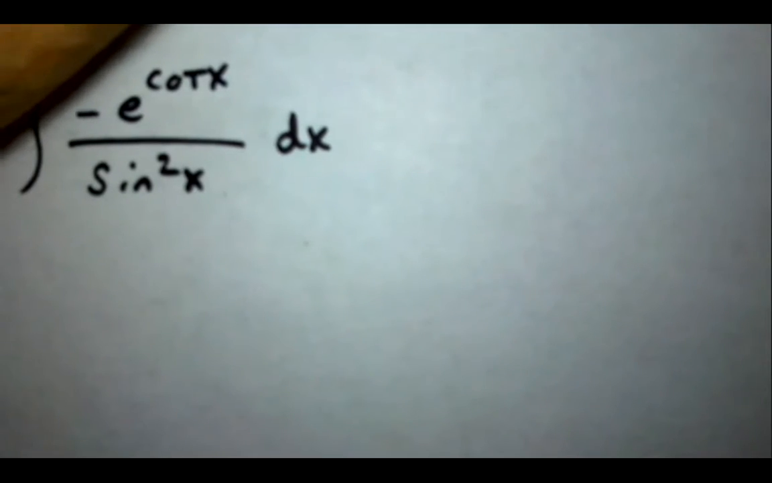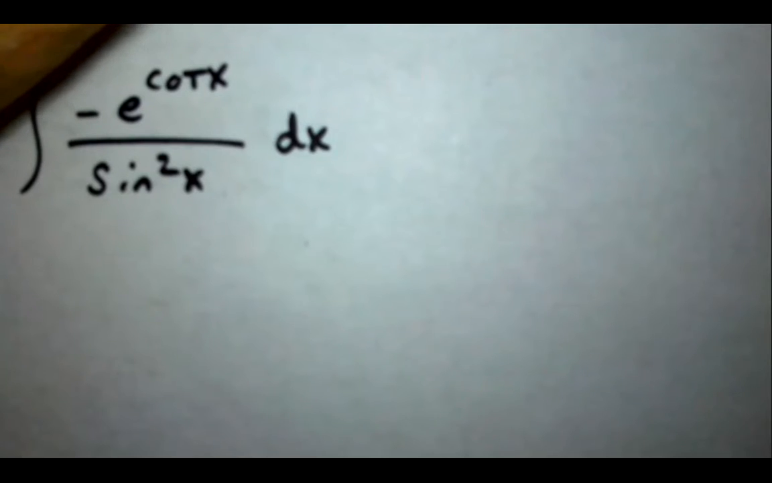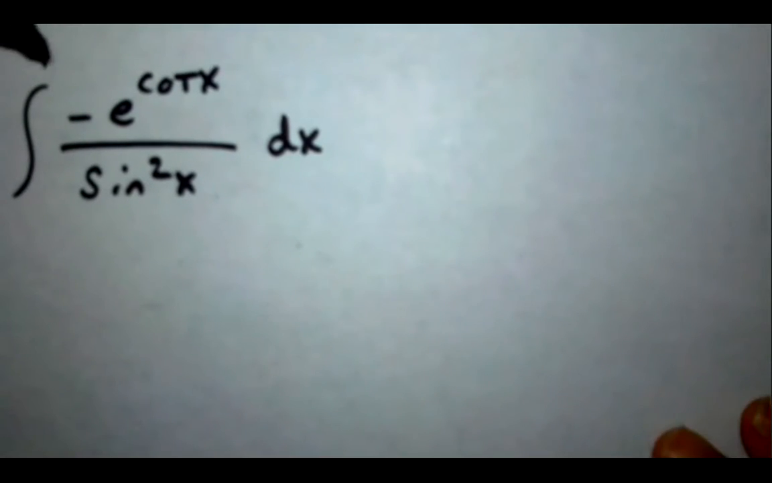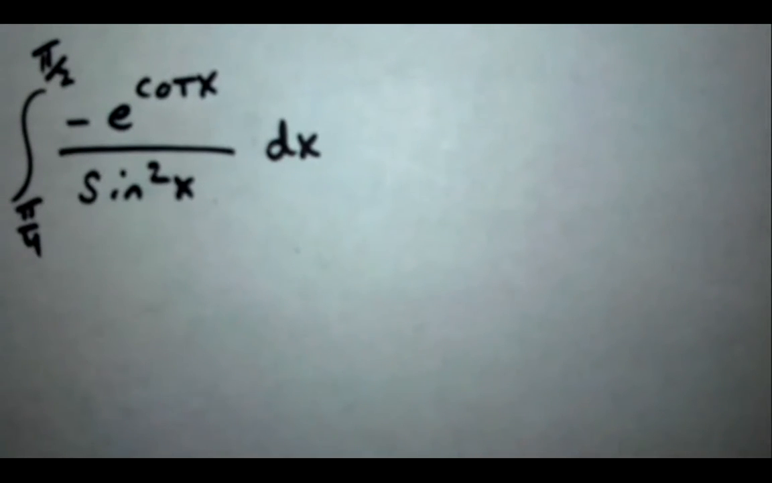Hang on, you cut out. Say that one more time. It was pi over 2 on the top, and pi over 4. Gotcha, thanks. Pi over 2, pi over 4. Okay, we'll come back to those after we figure this out.